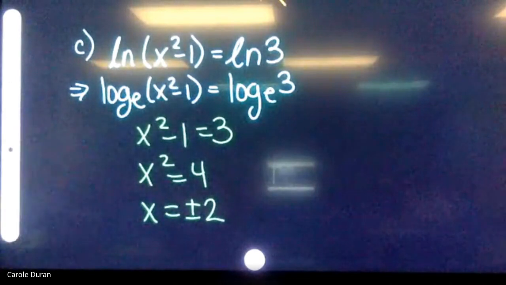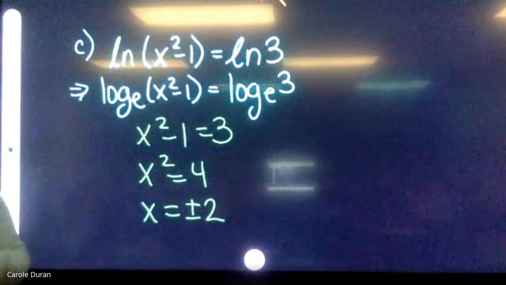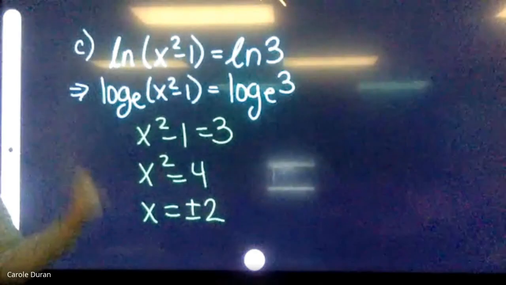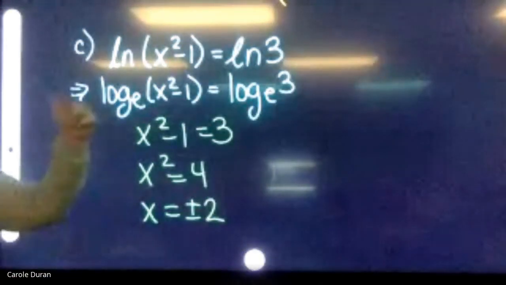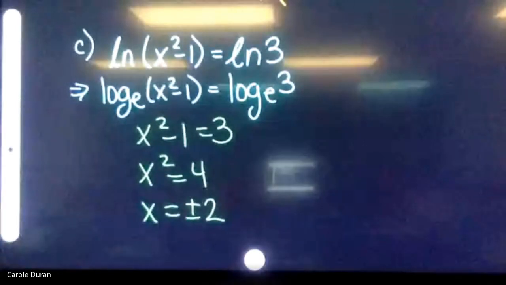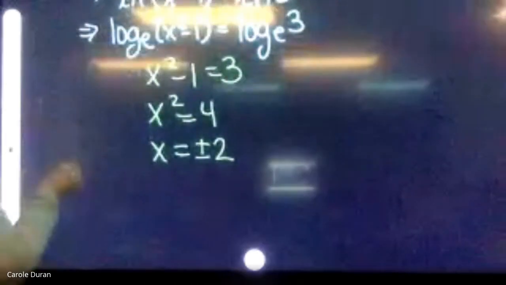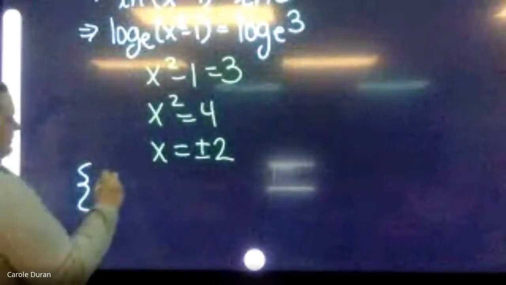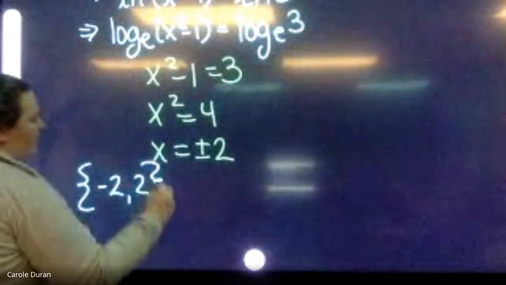So positive 2 worked. I do the same thing with negative 2. Negative 2 squared minus 1 is 3. Hey, look, that one worked too, which means in my curly brackets, I need positive 2 and negative 2. I don't care if you write them as plus or minus 2 or if you separate them. That is your choice.